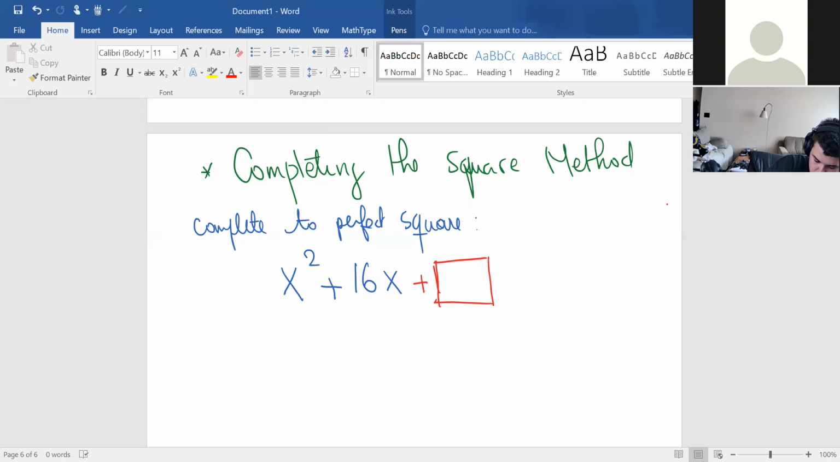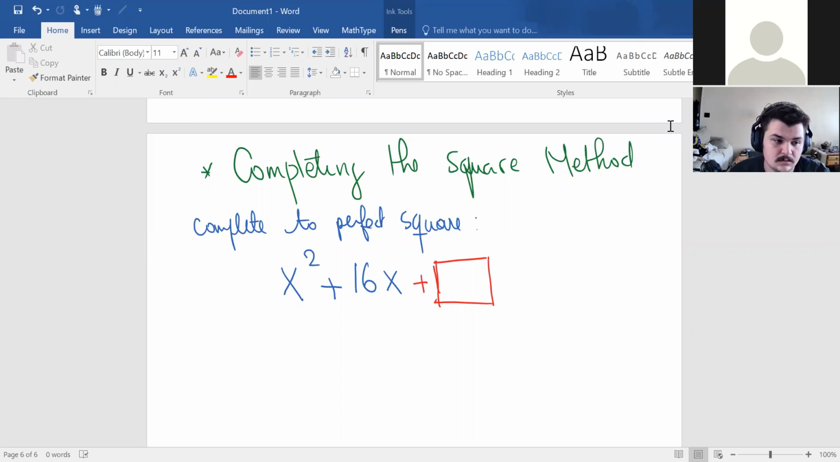What we have to do to the 8. The 8 is good, but what we have to do to it to make a perfect square? We have to square it. Thank you. That's 64. Everybody remember that rule? Half of the middle number, squared. If you want to make it a perfect square, you take half of the middle number, you square that number.